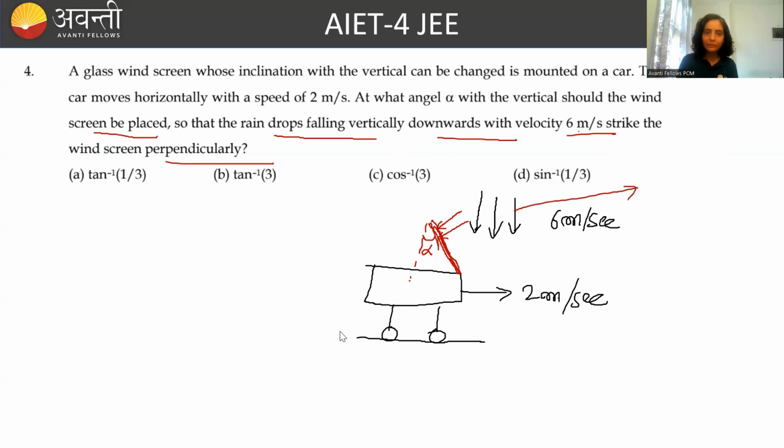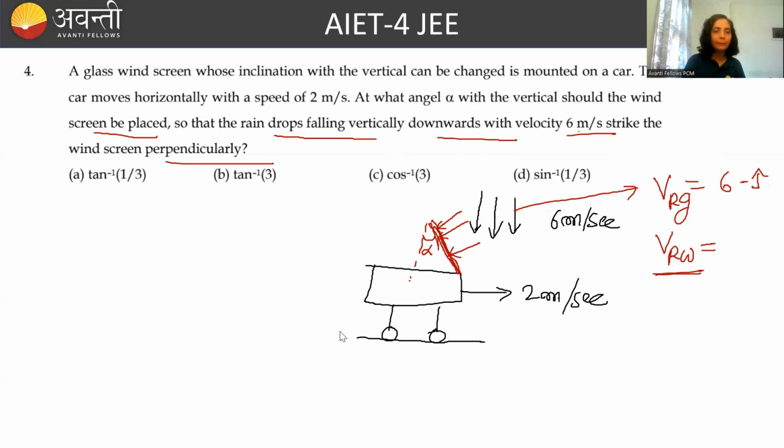The meaning of this is, velocity of rain with respect to ground. Velocity of rain with respect to ground is how much? 6 meter per second in which direction? Vertically downward, I'm taking that as minus j cap. Now, with respect to wind shield, velocity of rain with respect to wind shield is in which direction? This is in this direction. According to the question, it is asking that if rain is striking the wind shield perpendicular to the wind shield, then what should be the value of alpha?